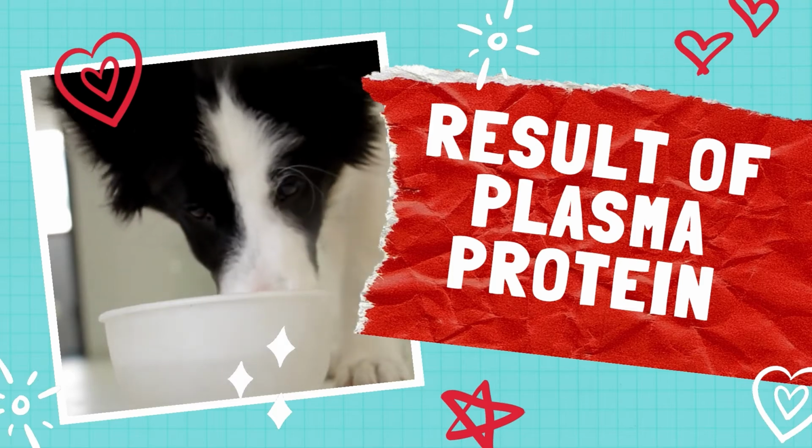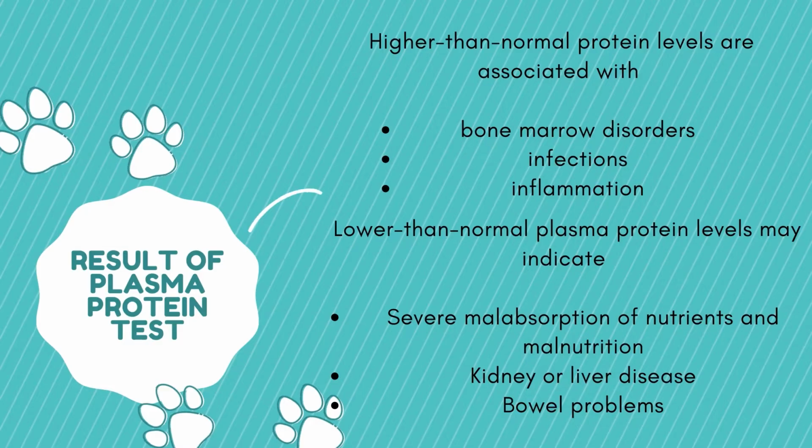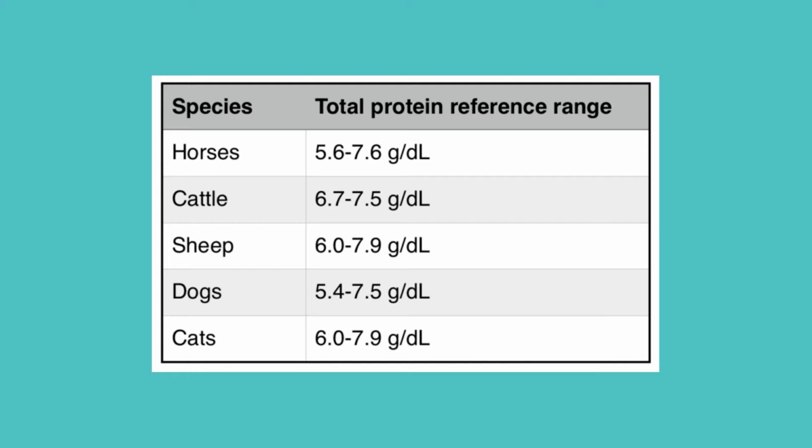Here are examples of results of plasma protein. And as I mentioned earlier, it can be higher or lower. Usually, higher protein levels are associated with bone marrow disorders, infections, and inflammation. However, lower than normal plasma protein levels may indicate severe malabsorption, kidney or liver disease, and bowel problems. And as you can see here, this is the total protein reference range for different types of animals. It differs based on different animals.